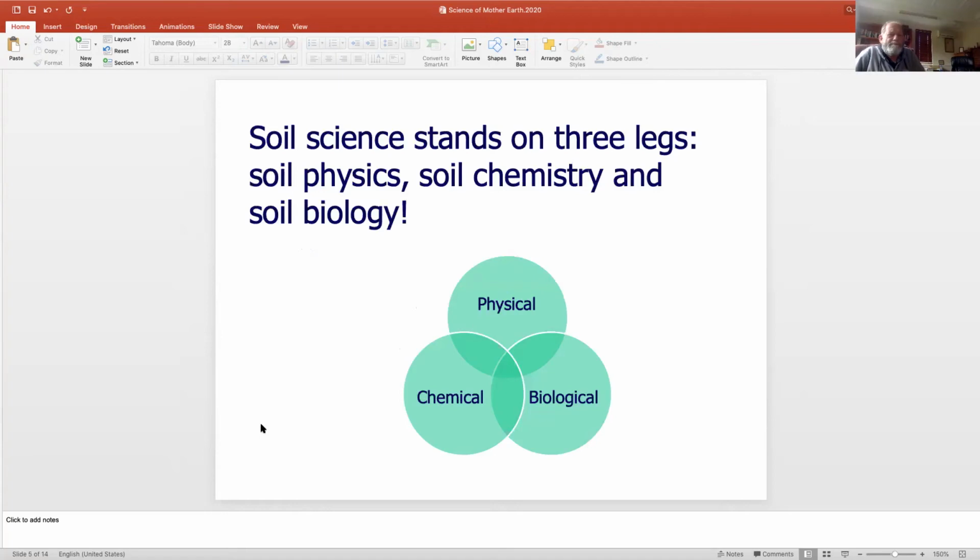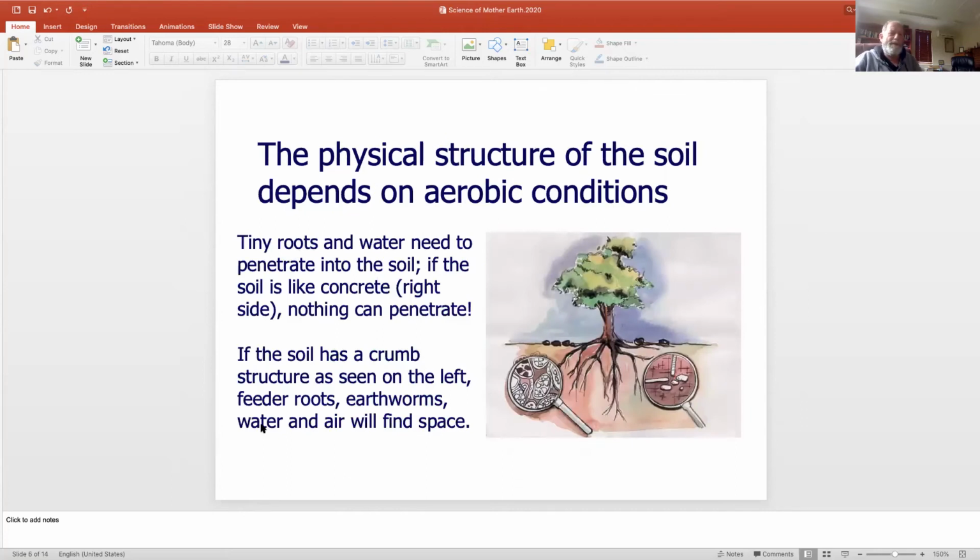The basis of soil science, as soil scientists see it, is that soil science stands on 3 legs: soil physics, soil chemistry, and soil biology. The physical leg is what I will explain first, which is very easy to understand. The chemical leg is quite complicated and takes a little bit of basic chemistry. The biological leg is more intuitive, and the biological leg is really the core of organic agriculture. So let's first look at the physics.